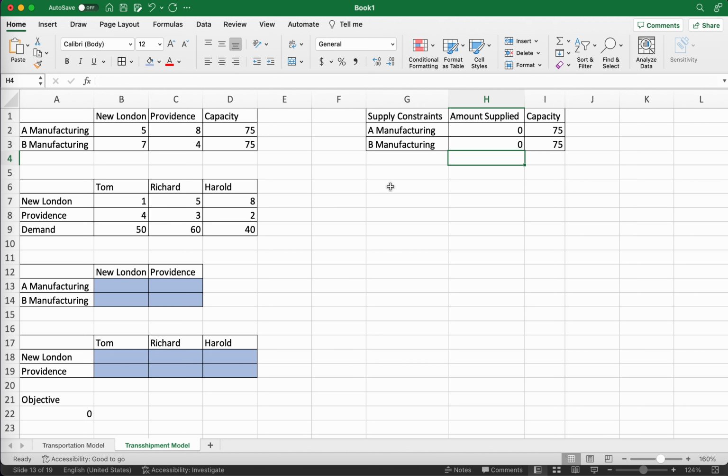Now let's write the transshipment constraints next. So let's write demand constraints. Do it in the same order, for Tom, Rich, and Harold.